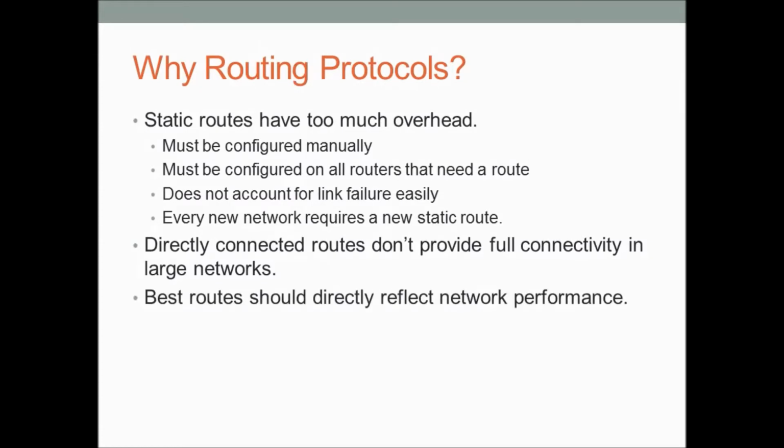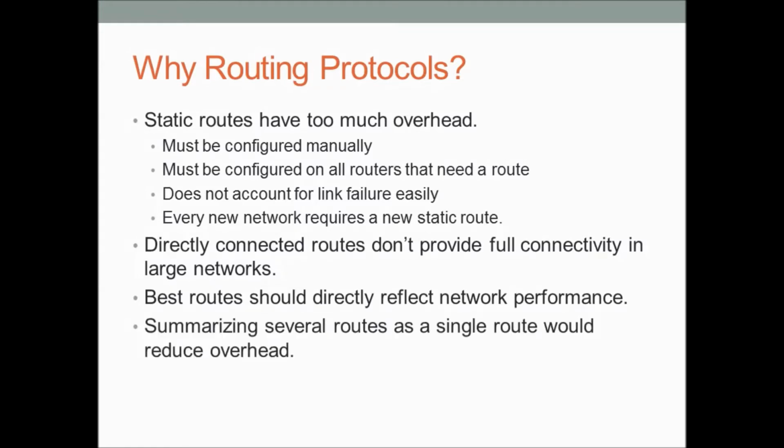The best routes should ideally reflect network performance, although that's not necessarily the case, and network performance can be described in a lot of different ways, so we'll see the different ways that routing protocols do that. Finally, we want to summarize several routes in a single route. This would be ideal because rather than having 5 or 6 routes to a group of networks, we could ideally summarize an entire group of networks as a single subnet. So we want to try to do that if we can.